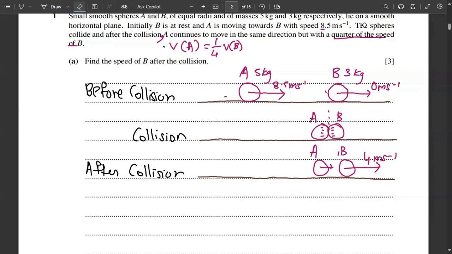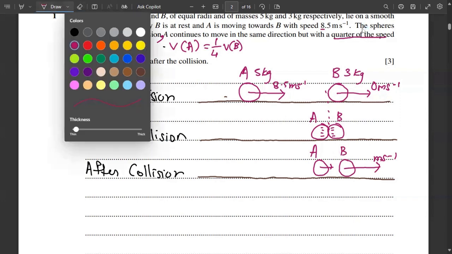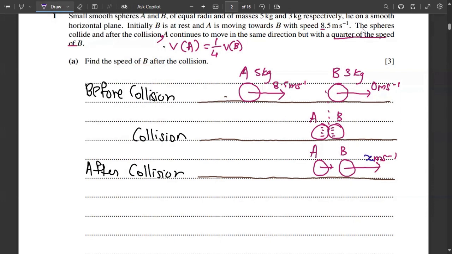So now, we don't know the velocity of B. So let the velocity of B be x meter per second. So the velocity of A will be x upon 4 meter per second. Now we can equate initial momentum. I will just write simply IM, but in the exam paper, you'll have to write the entire thing: initial momentum equals final momentum. Or you can also write total momentum before equals total momentum after.